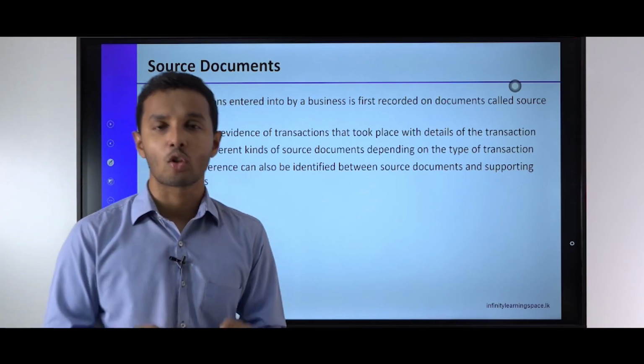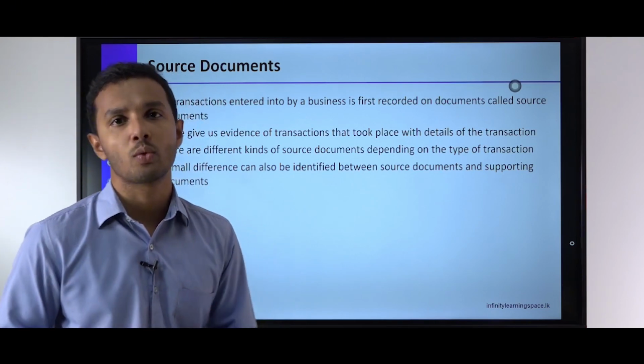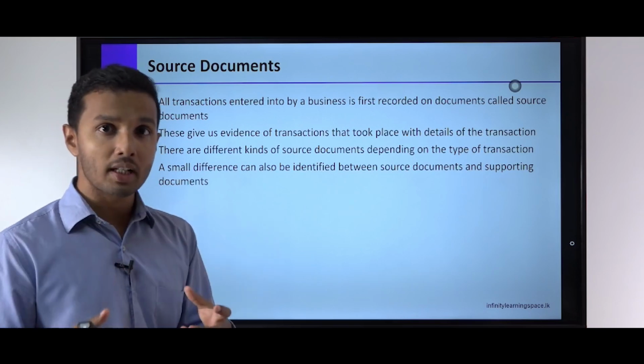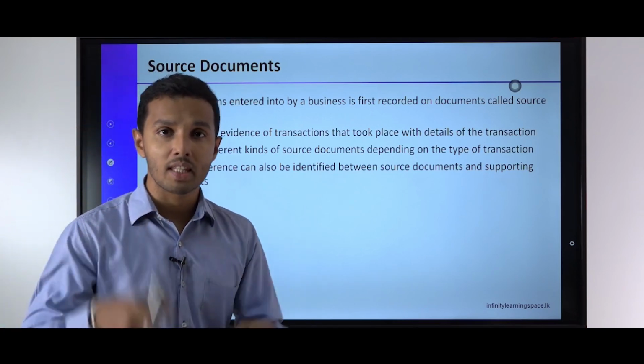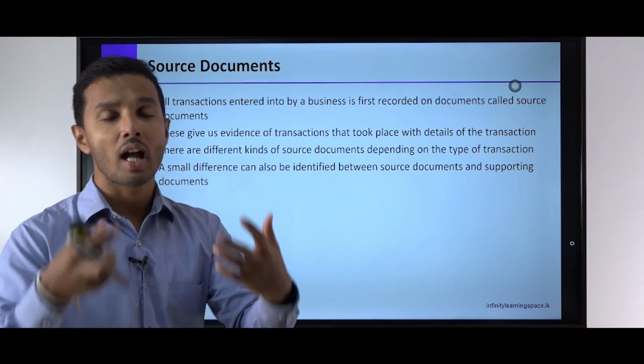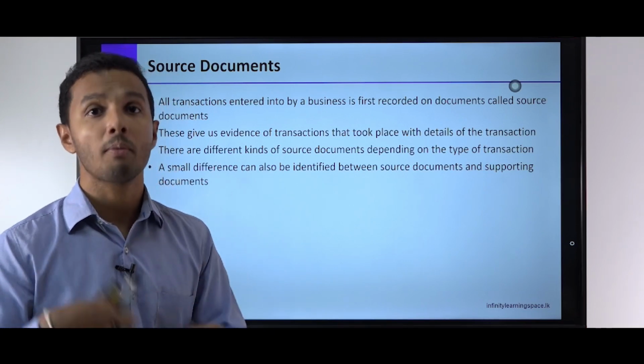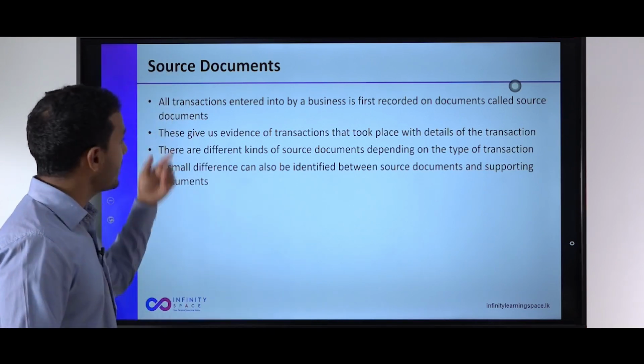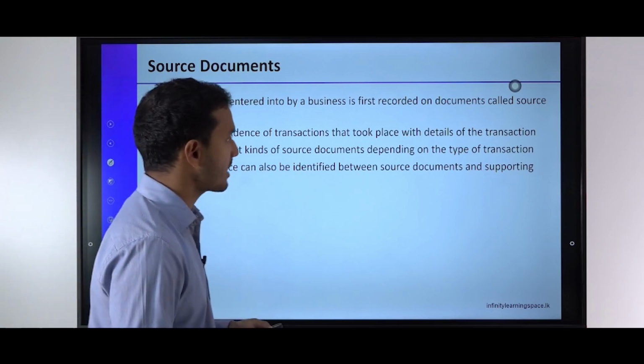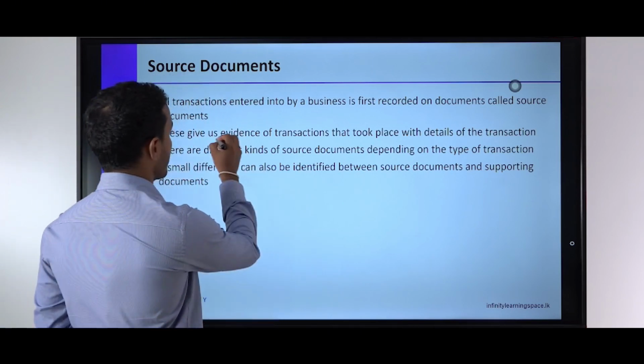That is evidence or proof that a business entered into a transaction. So through the purchase invoice, we know that the business purchased wood at a particular price, and this is how much the business should have paid or paid. These give us evidence of transactions that took place, with details of the transaction.